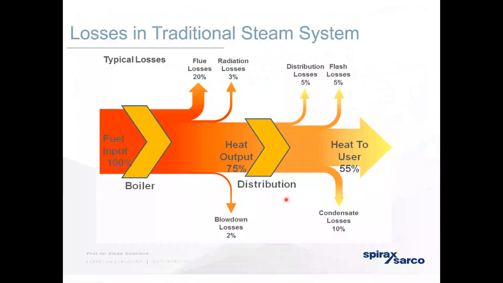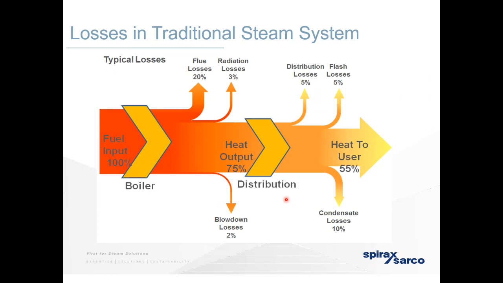So back into the course itself. Typical losses on a steam system. If you've got a fuel input of 100% from your boiler, you'll expect to lose 20% just through your flue gas on heat, of which you'll also then see blowdown losses of 2% and radiation losses of 3%, giving you a heat output of 75% of what you've actually produced in your boiler by the time it hits distribution.